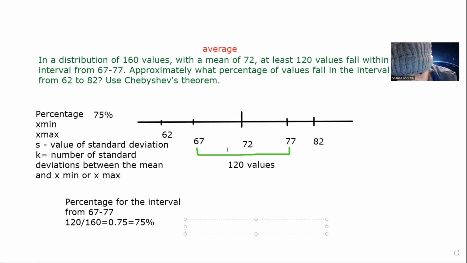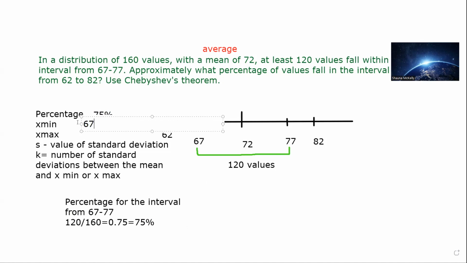Now, the next thing I can do is look for what my X min and my X max are for this interval. X min is 67. X max is 72. So here I have 67 and 72. Now, I don't know what the standard deviation is. I do know what K is. And remember, I know what K is because that's implied in the percentage.